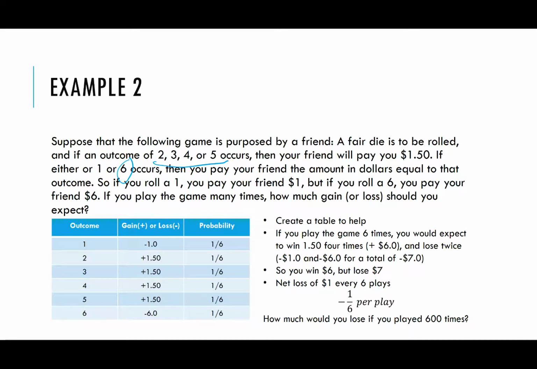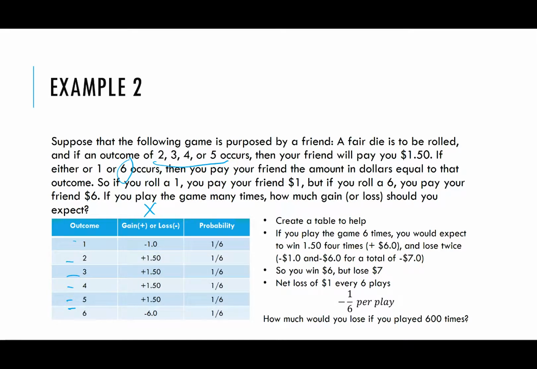So if we create a table to help us out, these are the different outcomes that we can roll on the die, right? We can roll a 1, 2, 3, 4, 5, or 6. Those are the outcomes. In future parts of this PowerPoint, we're going to call X our random variable. This is how much we end up walking away from this game with, whether we lose money or we win money. So if we roll a 1, we're going to lose $1. So that's why it's -1 there. If we roll a 2, 3, 4, or 5, we're going to win $1.50 on any of those rolls. And if we roll a 6, we'll lose $6.